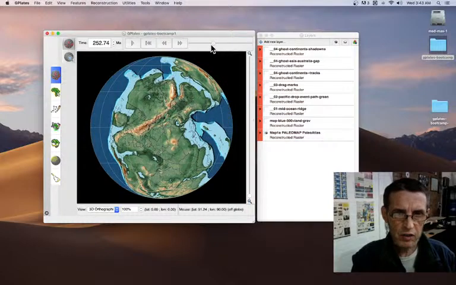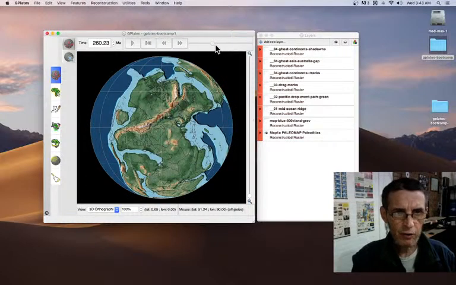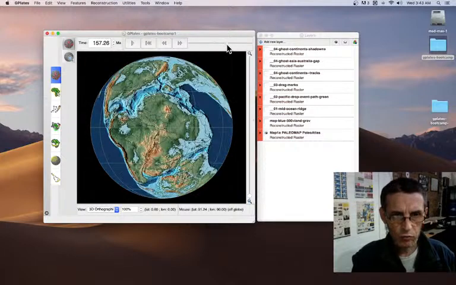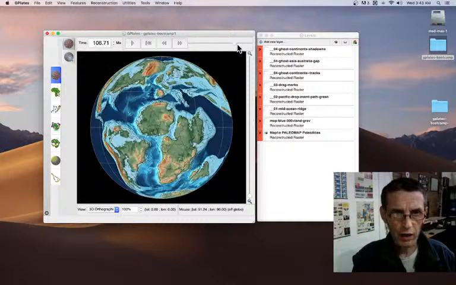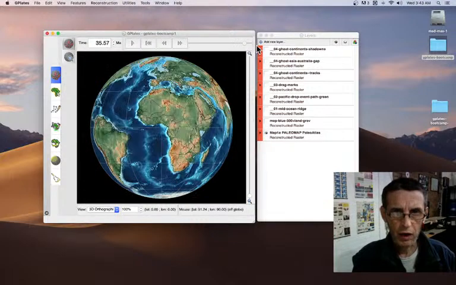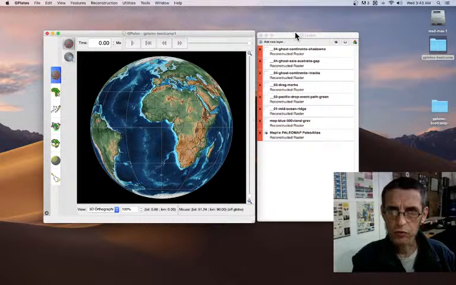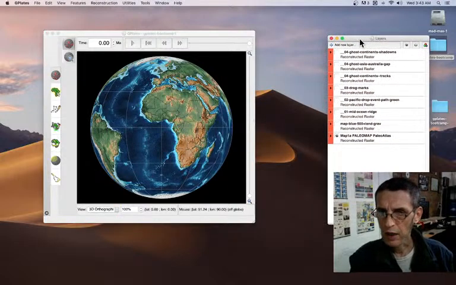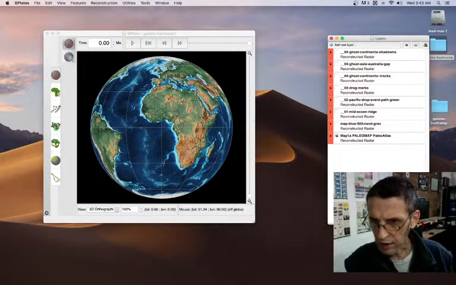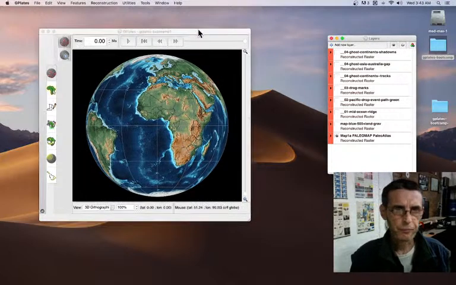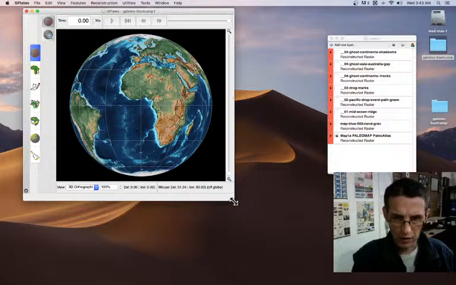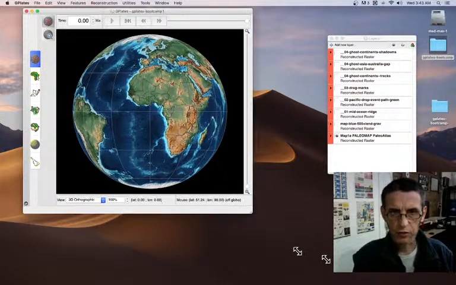You can go to 230, 240, 260 million years ago. You can go to 140 million years ago, and you can scroll all the way to today's date. And these are the layers, and you can play with the layers as well.